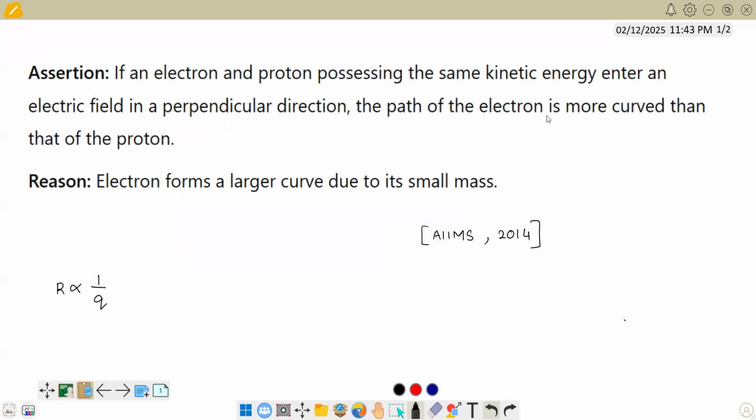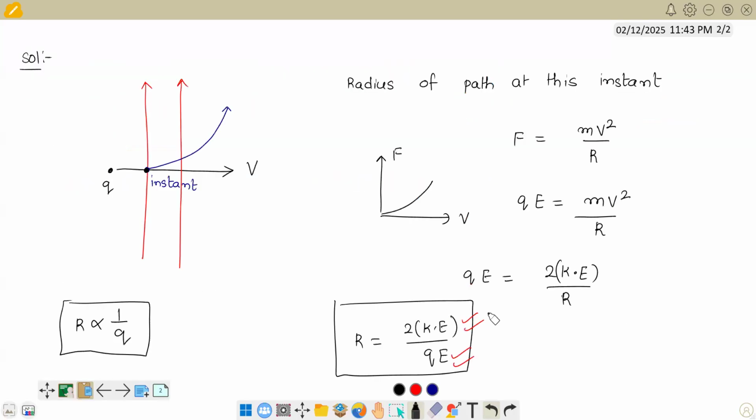The path of the electron is more curved than that of the proton. We know the charge of the electron and charge of the proton are both same. So to say more curved is actually wrong, because charge of electron is equal to charge of proton, which is equal to e in magnitude. So both would have the same curve, assuming both have same kinetic energy. Remember this. This is also one of the conditions.